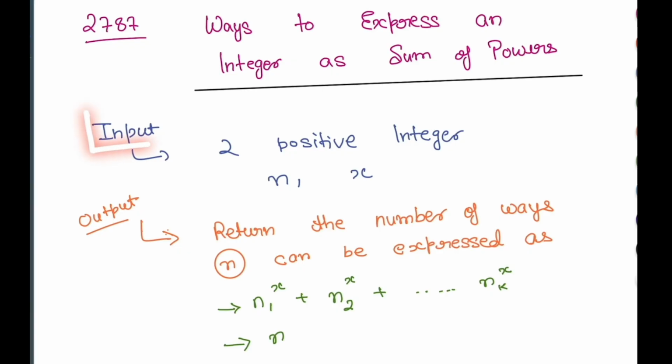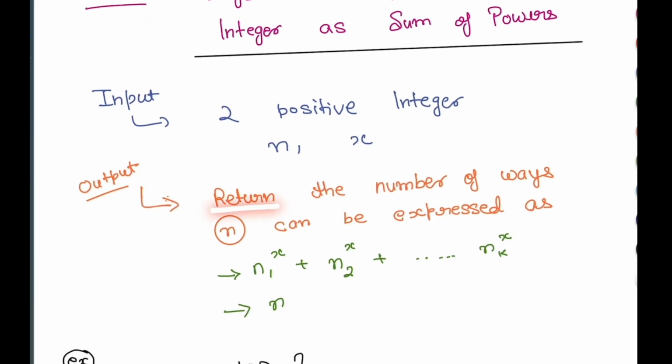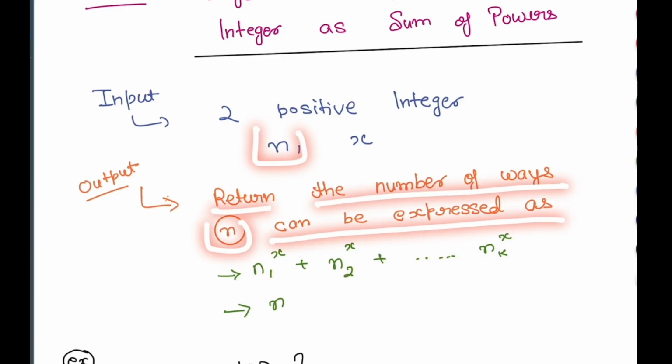In the problem, we are given two positive integers n and x. So this is our input. The output we need to give is the number of ways n can be expressed as this particular formula. So we are given a formula which involves x, and what we need to do is make sure that this formula is equal to n. That is, we need to return the number of ways this value n can be expressed as this formula.